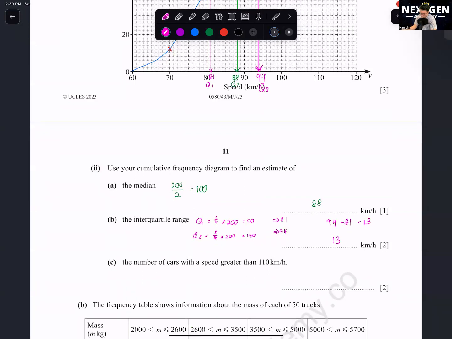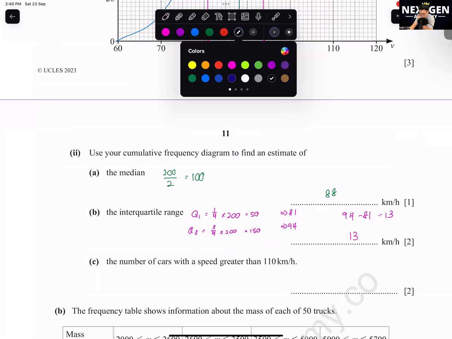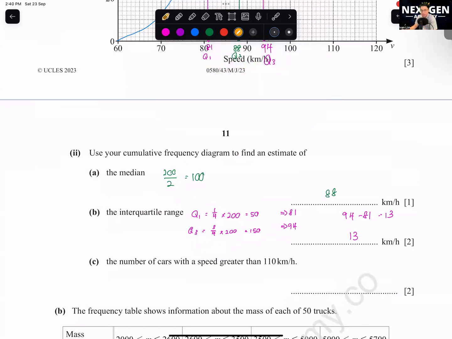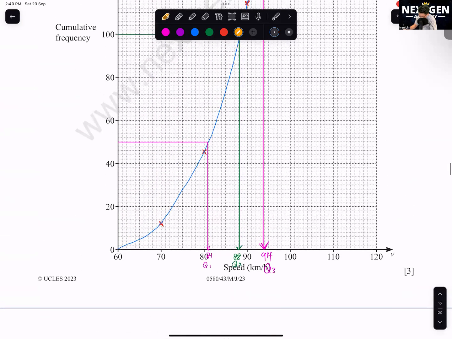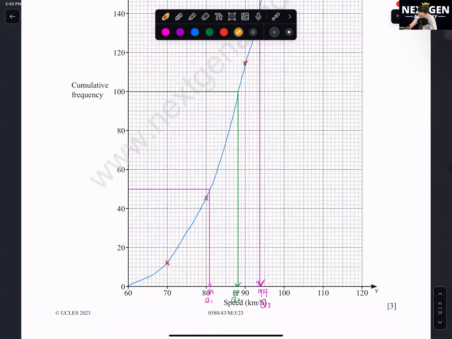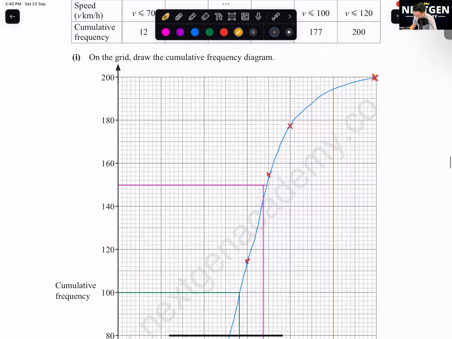Okay, next one. The number of cars with a speed greater than 110 km/h. Okay, so for this one, right now at the x-axis, 110, you draw a line all the way up until the graph. Okay, draw a line all the way up. Then you read the value here. Okay, what value is this? Okay, according to mine, this is 194.